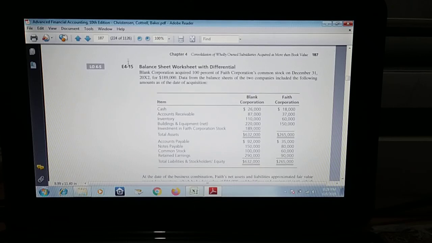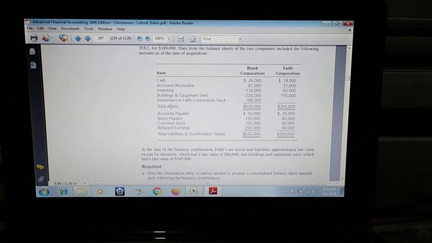Then we go on to the fourth question, which is E4-15. Balance sheet worksheet with differential. Land Corporation acquired 100% of Fate Corporation's common stock on December 31st, 2002 for $189,000. Data from the balance sheets of two companies included the following amounts as of the date of acquisition. So we are given the balance sheet of both companies.